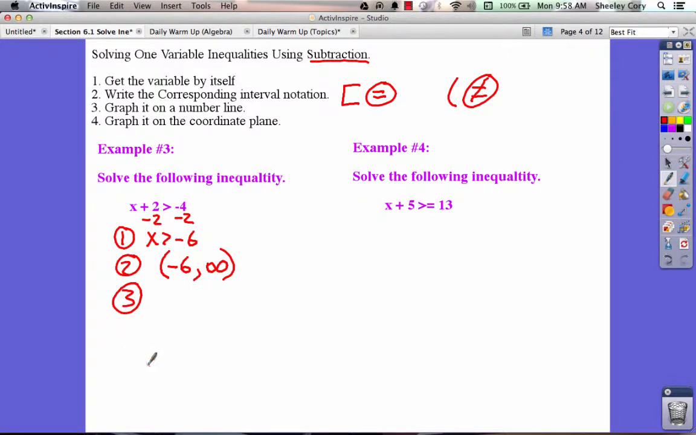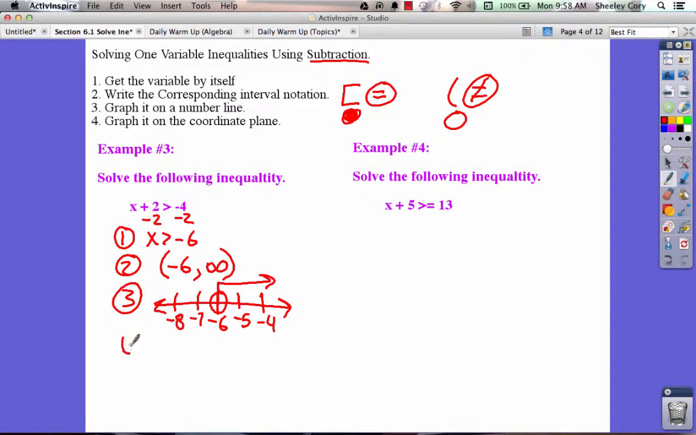For number 3, I'm going to graph it on a number line. So draw the number line. Mark -6, -7, -8, -5, -4. It can't be equal, so remember, on a number line, an open dot cannot equal, but a closed dot does equal. So open dot, -6, mark that there because it can't equal, and then because it's greater than, x greater than, I'm going to mark that direction.